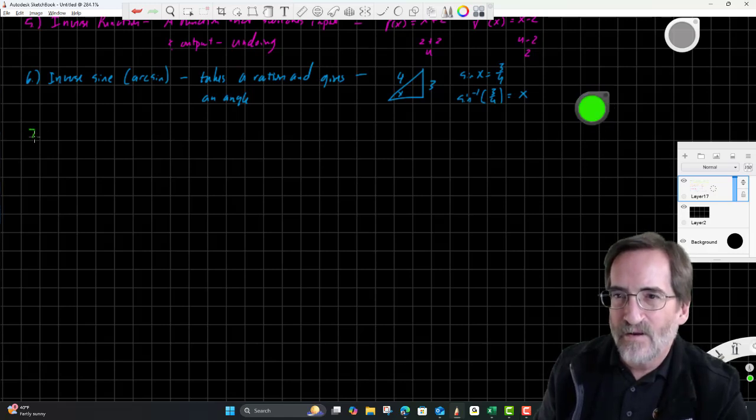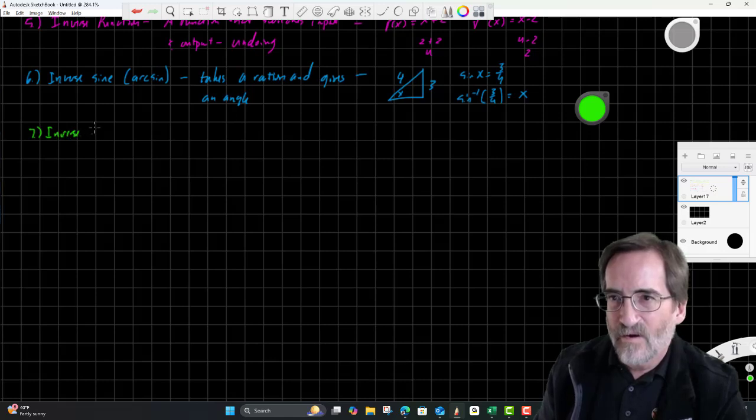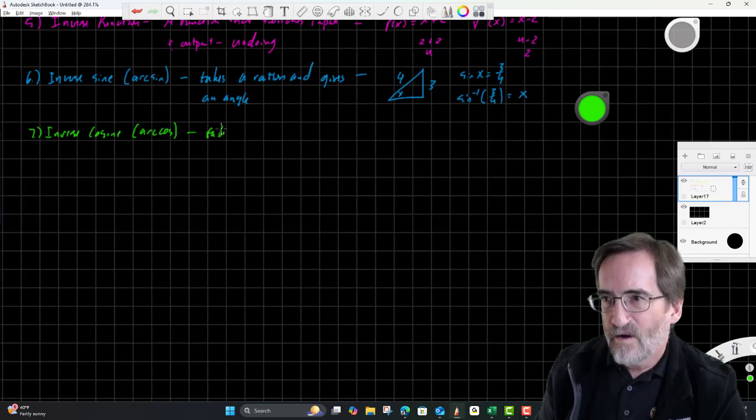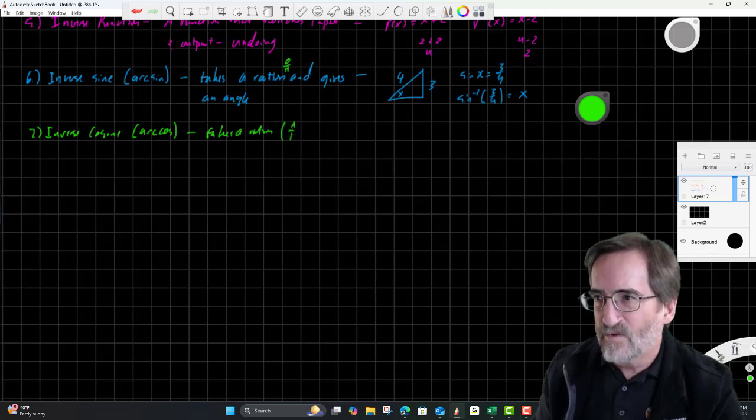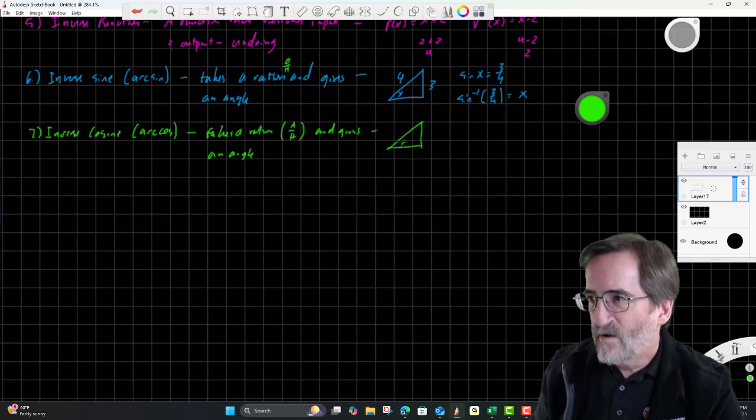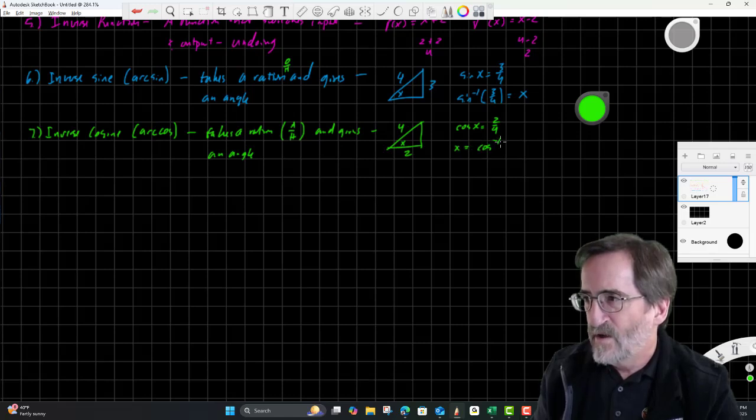Inverse cosine, also called arc cosine. Takes a ratio, and I should say the ratio for inverse sine is opposite over hypotenuse. For inverse cosine, the ratio is adjacent over hypotenuse, and it gives an angle. In this case, if this side is 2 and this side is 4, then cosine of x is 2 over 4. X equals arc cosine of 2/4.